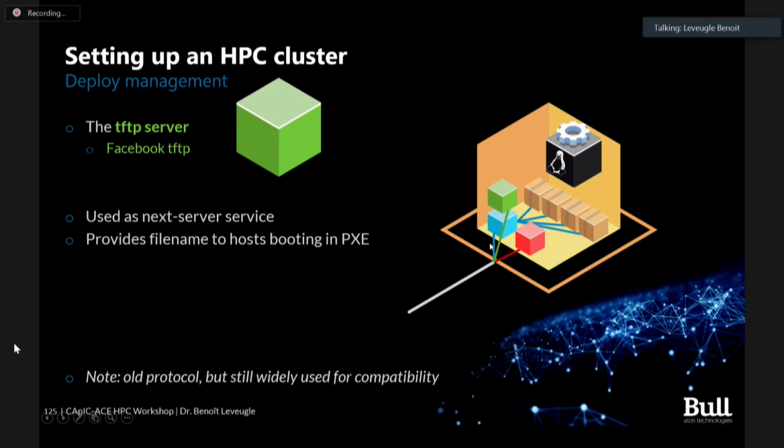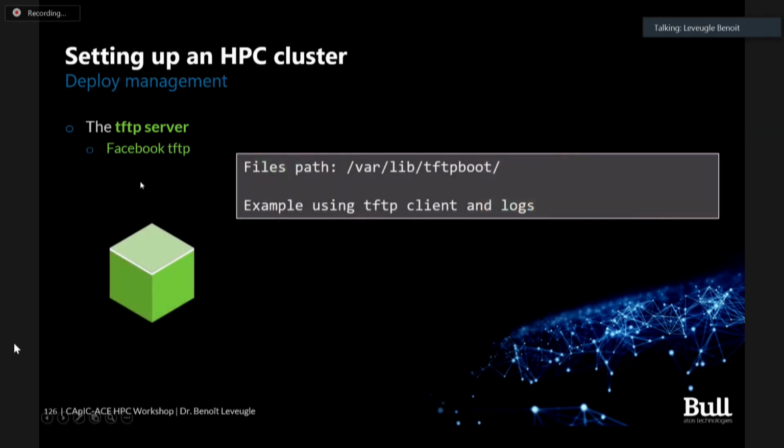The TFTP server is kind of similar to the HTTP server. It's just that TFTP is a very old technology that is compatible with everything. You could not use TFTP and deploy everything using HTTP, so the web server. But with some equipment, it's going to be difficult. With TFTP, you don't care. It always works. So let's use it. Okay. So it's a very old protocol. The files for the Facebook TFTP server will be in /var/lib/tftpboot. You will practice, you will see that.